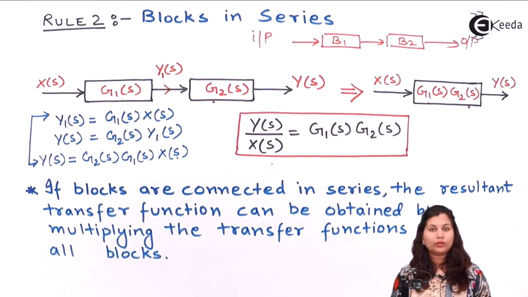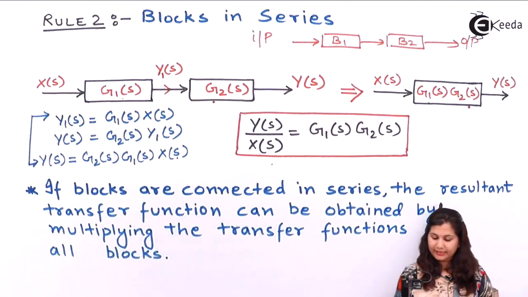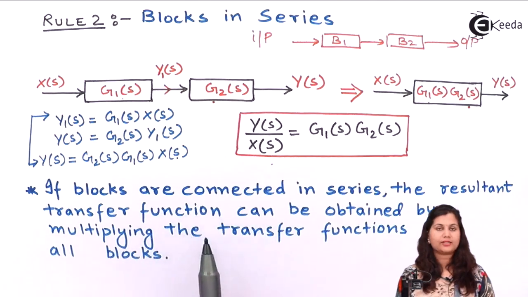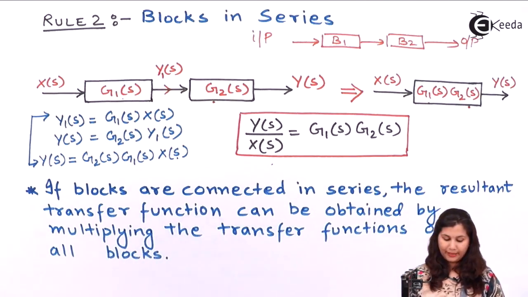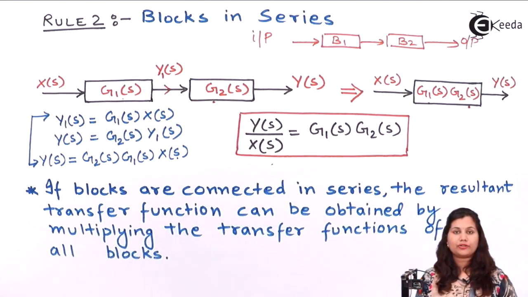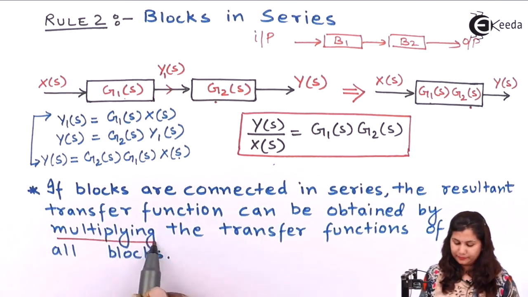So we can conclude that if blocks are connected in series, the resultant transfer function can be obtained by multiplying the transfer functions of all blocks.